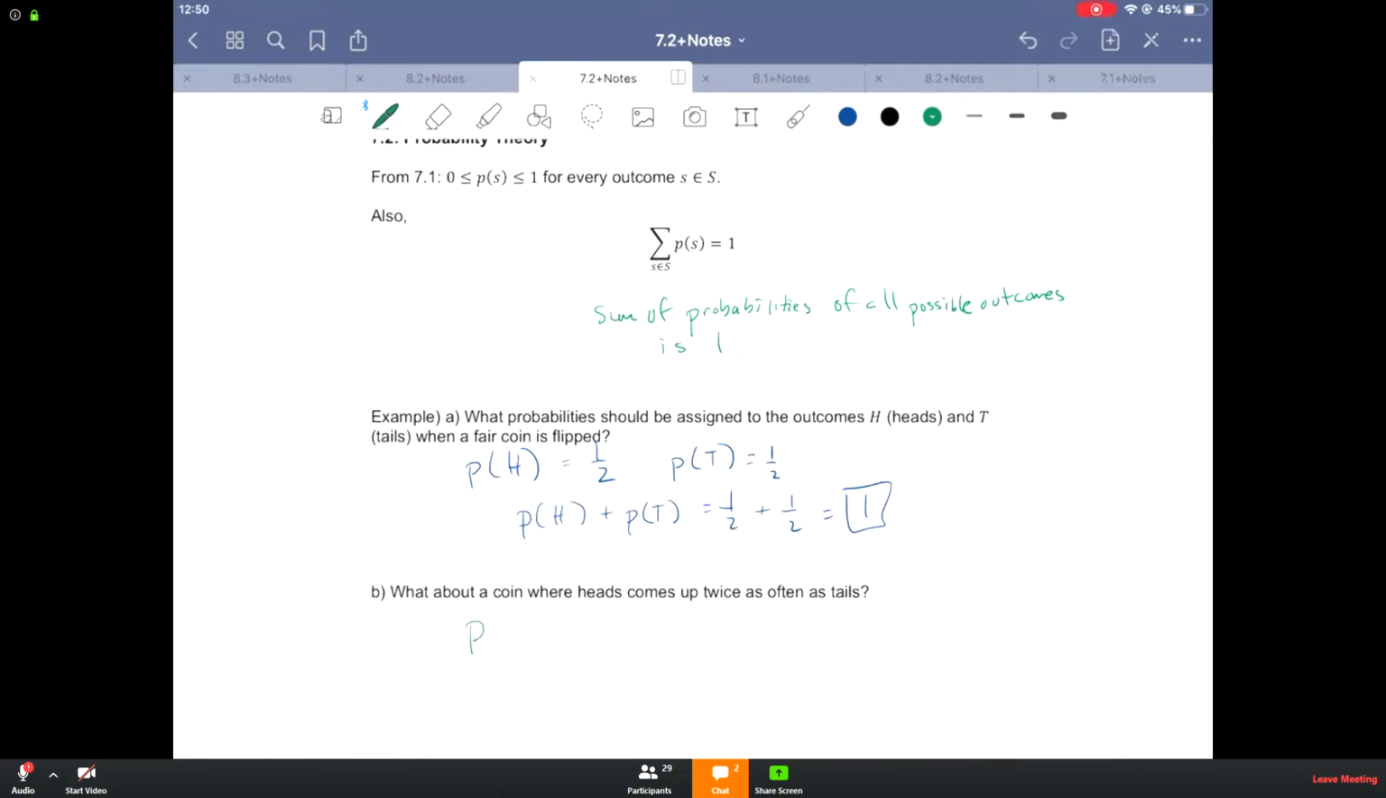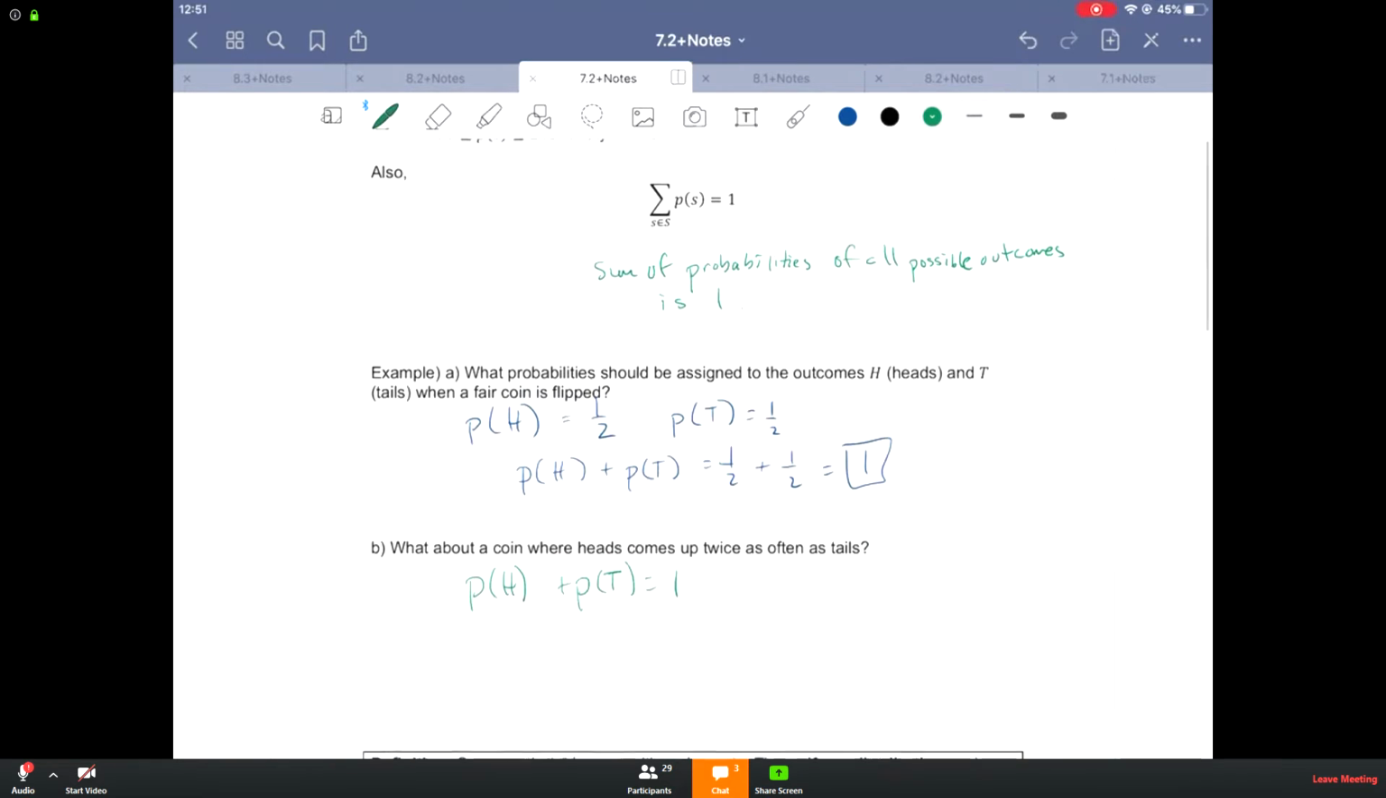Right? Either way, we know the probability of heads plus the probability of tails has to be 1. Either way, they still have to add up to 1. Now, you can think about it in a couple of ways. Heads is twice as often as tails. So you can use x if you want. Twice as often. So 2x plus x has to equal 1.